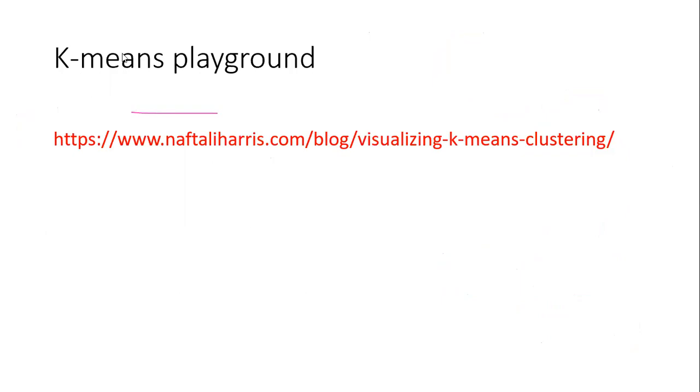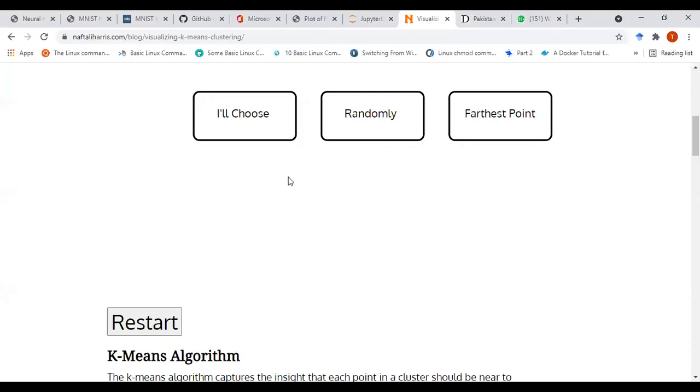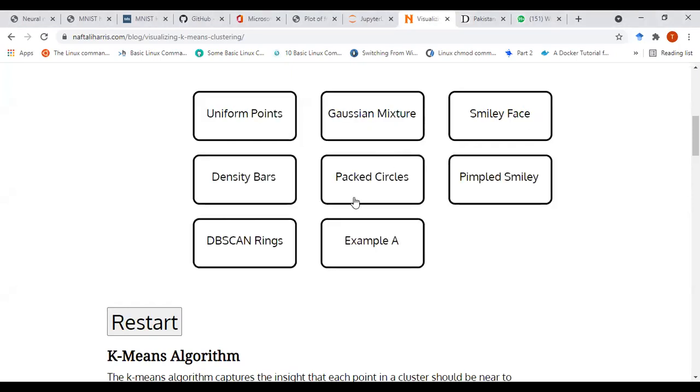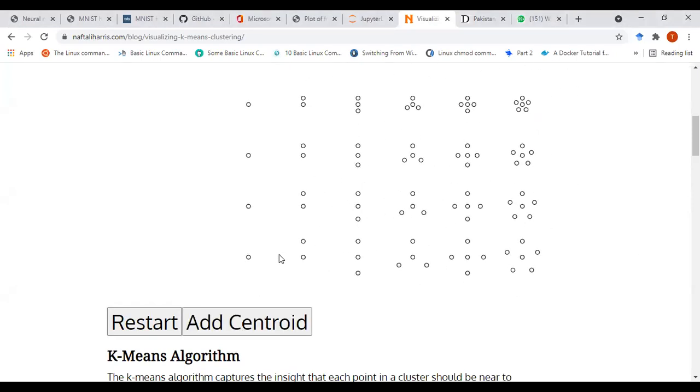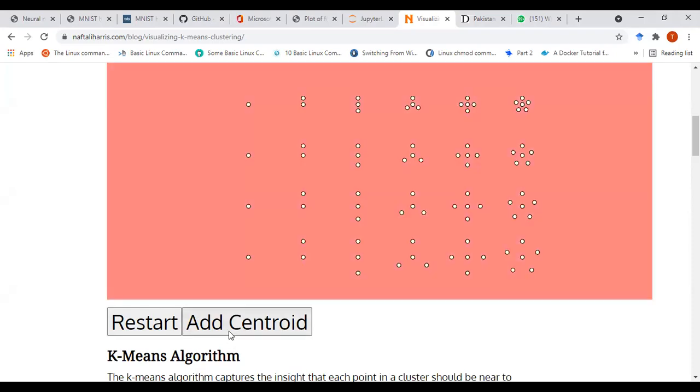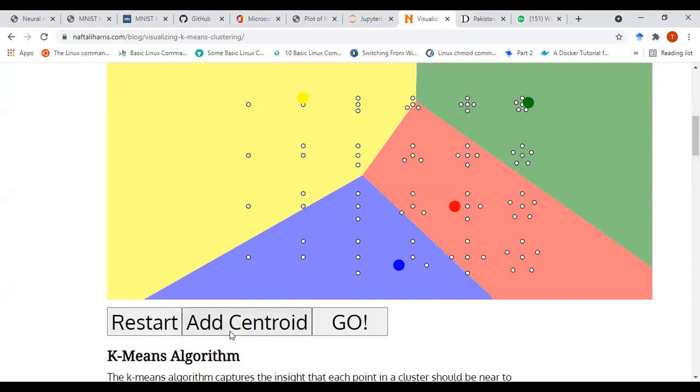Naftali Harris. So we have this playground here. In this case, I can choose randomly and I can take the DBSCAN rings. DBSCAN is also an algorithm that we have to do. I can add, let's say, four centroids here. And I can say go.